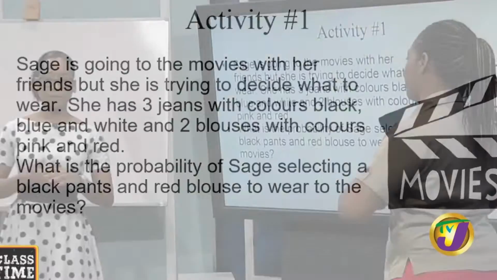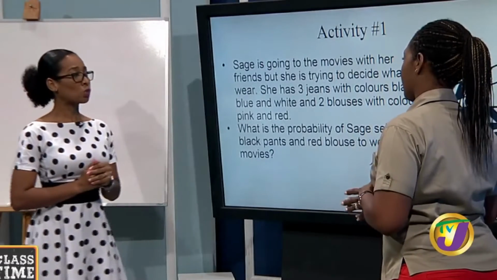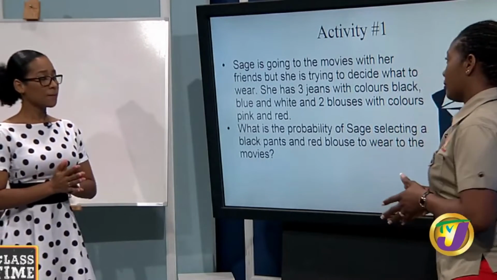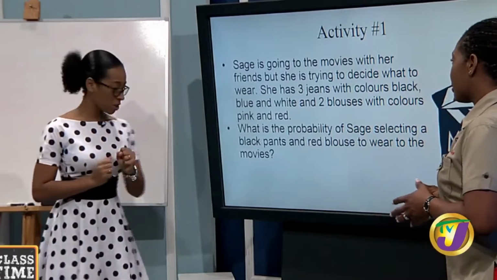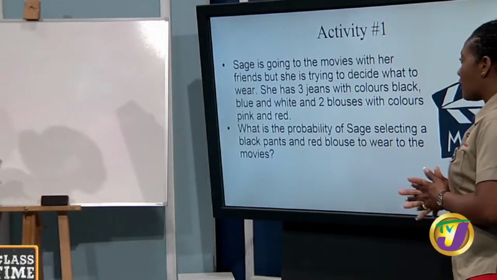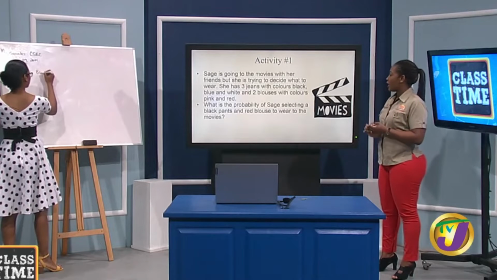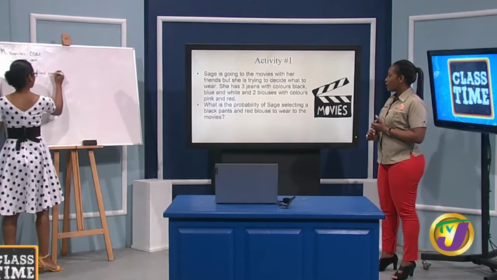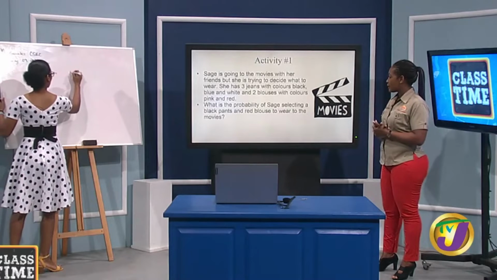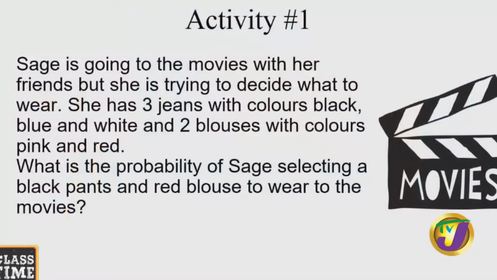All right, so let's think about this now. Sage is going to the movies. She has 3 jeans, so let's put those colors. She has black pants, blue pants, and white pants. You know, she could have several, but those are her colors. Yes, these are her 3 pants colors, right?